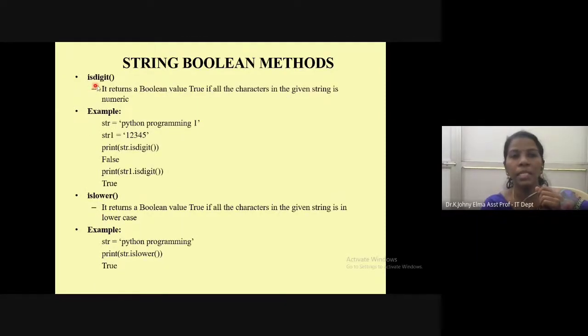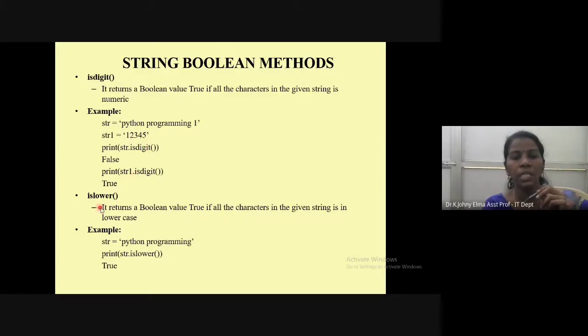Next one is isdigit(). isdigit() returns the Boolean value true if all the characters are numeric. So see the example: str is "Python programming", then str1 equal to 12345. Then I am printing str.isdigit(). It is checking isdigit(). Here we have alphabets, so it is giving the output false. Then print str1.isdigit(). It is checking whether it is all digits. Here I have 1 to 5, so it is providing true.